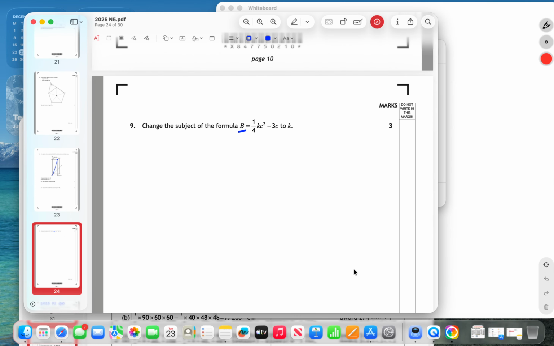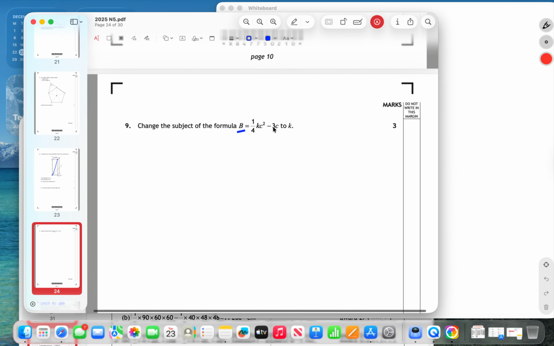2025 Paper 2 Question 9. We're changing the subject of a formula to K. Now the subject at the minute is B, because B is the term on its own and we want to change it to get K. So the idea is we want to get K isolated on its own.